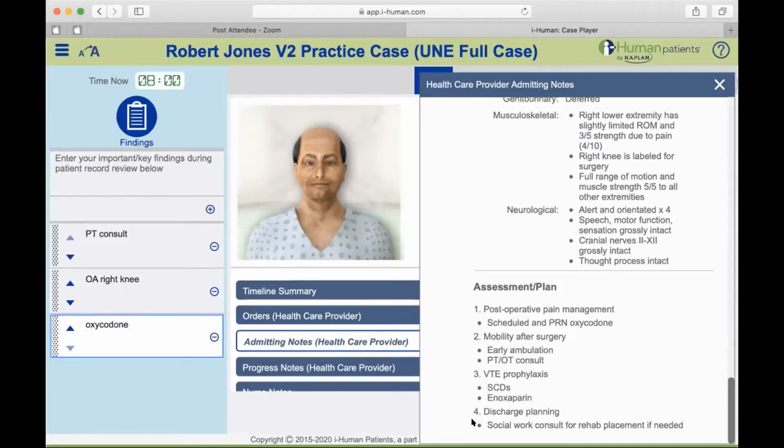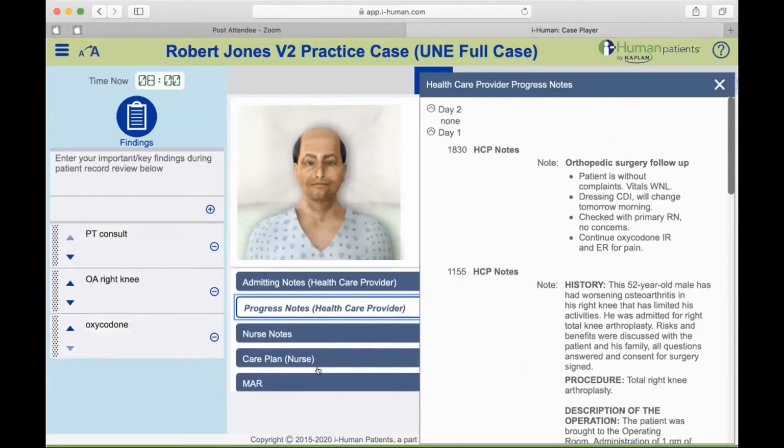So we hope that the students are thinking knee surgery, PT, SCDs, enoxaparin. What are we trying to prevent? And what is my care to prevent that from happening or treat it if it does? We're really looking at a DVT here.